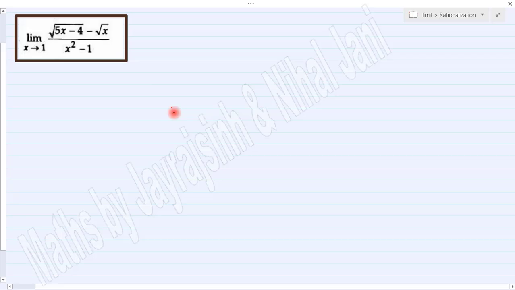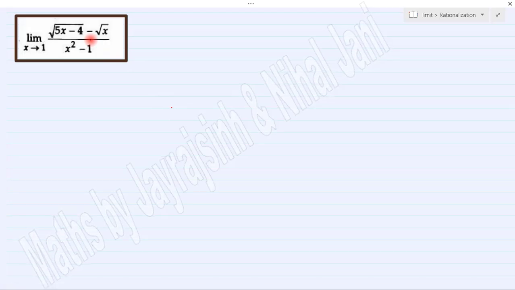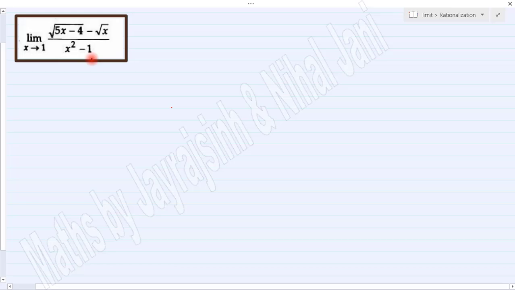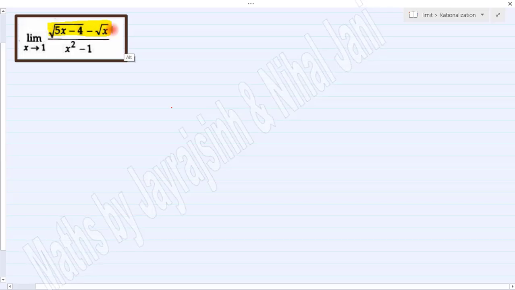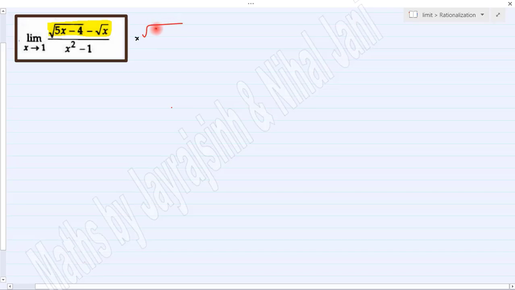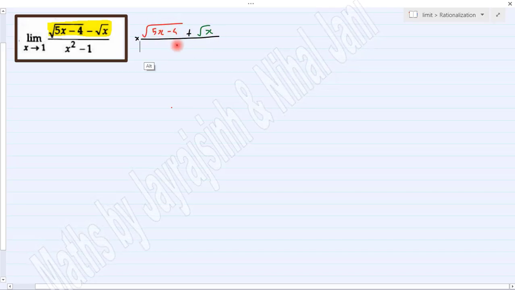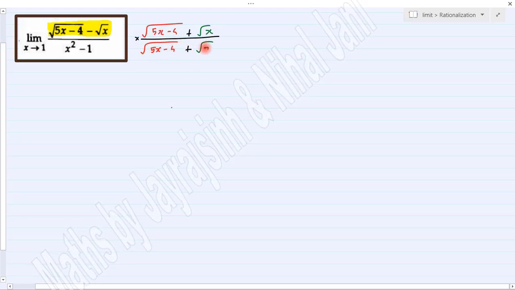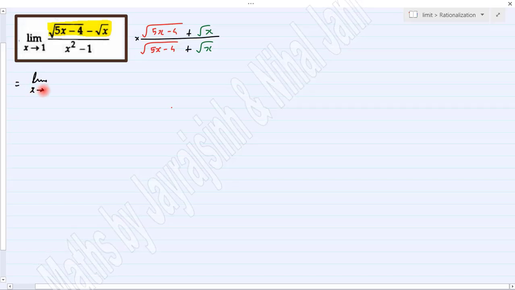In this question, we have to find limit x tends to 1 of under root of 5x minus 4 minus root x upon x square minus 1. We have 0 by 0 form, and the numerator, which is a term of under root with negative sign, represents that we have to multiply and divide by its conjugate, which is root of 5x minus 4 plus root x. So divide by the same term. Your limit x tends to 1 will be as it is.